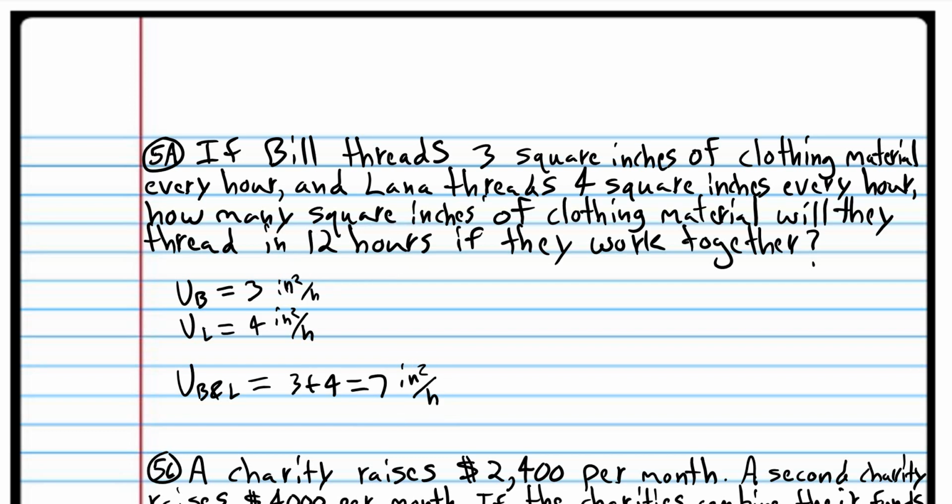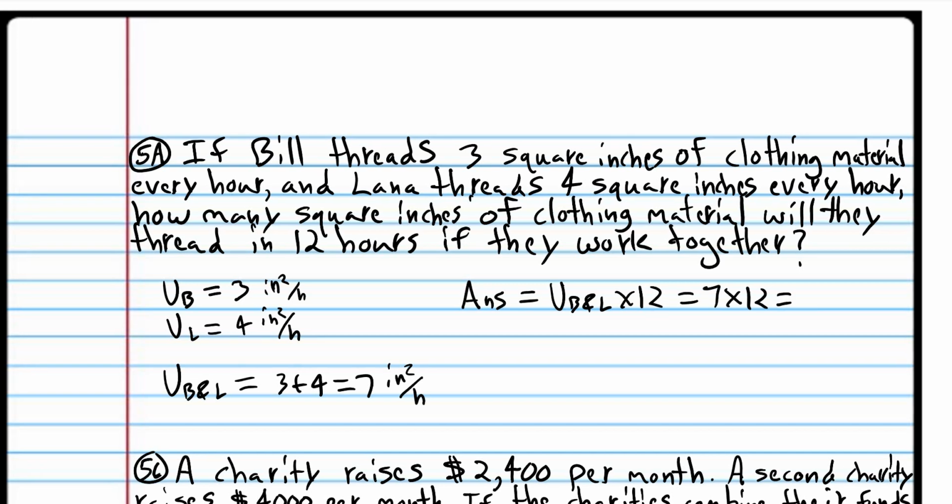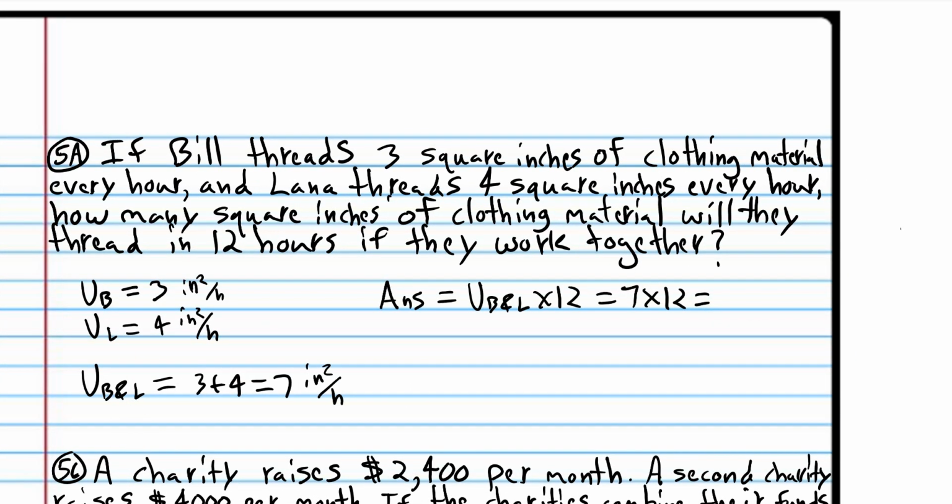All right, so the answer is equal to the unit rate for Bill and Lana times 12, which is equal to 7 times 12, and you can do that off to the side if you want, but it's just going to be, I'm going to bring this down here because I'm running out of room. Remember, you can go to the right or you can go down, but you got to line up those equal signs every time. 7 times 12, that would be 84 square inches.